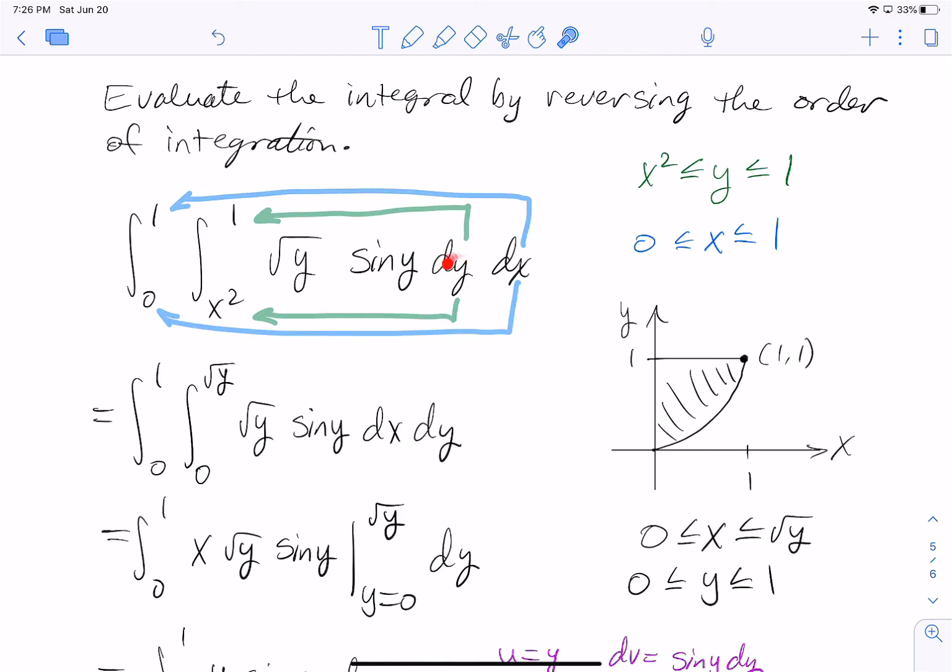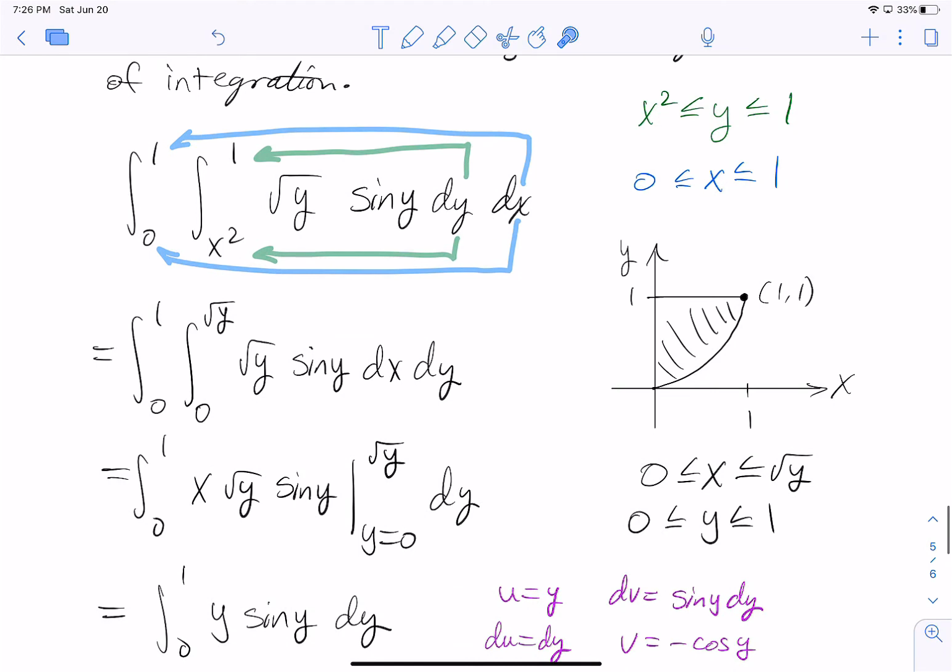From our limits, we can see that y goes from x squared to 1, and x goes from 0 to 1. That gives us a region in the xy plane of this parabola with an upper boundary of y equals 1. And from this region, we can see that x is going to go from 0 to the curve, which is the square root of y, and y is going to go from 0 to 1.